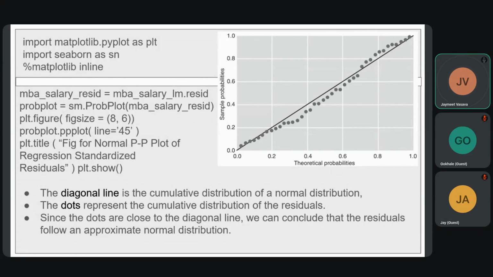The interpretation of the plot, as you can see in the image, can be easily done. The line represents the cumulative distribution of a normal distribution, and the dots are the residuals, which lie approximately around the line.